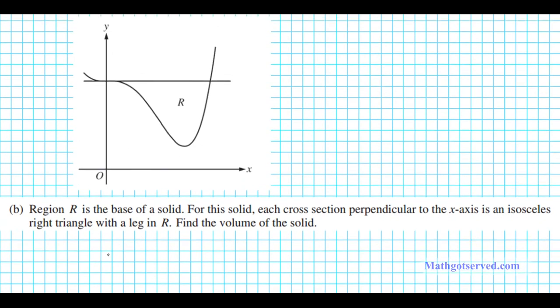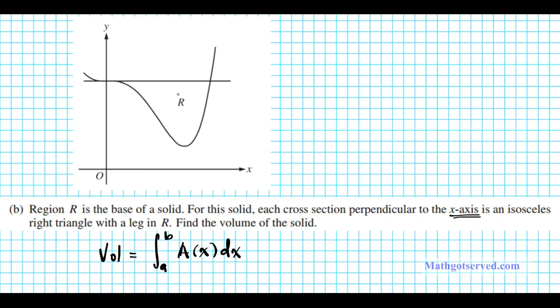Volume of known cross-sections, as indicated earlier, is the integral from a to b of the area. Now, is the area going to be in terms of x or y? What axis is it perpendicular to? It's perpendicular to the x-axis, so it's going to be the area in terms of x. Our limits of integration will be x values, d what? dx. All right?